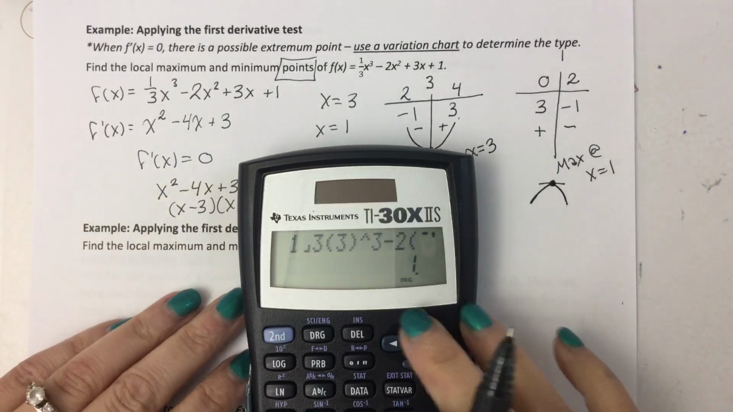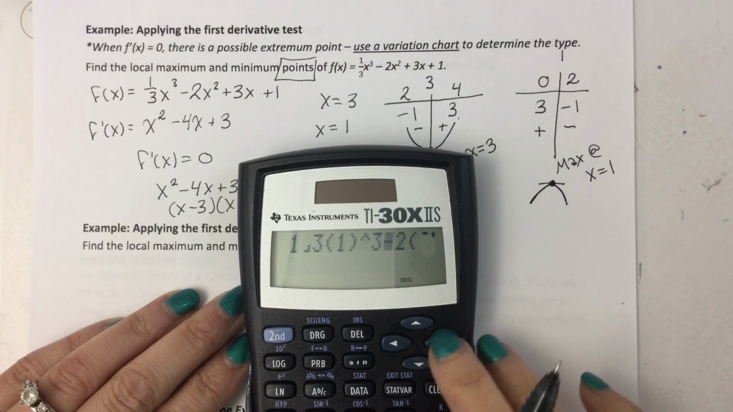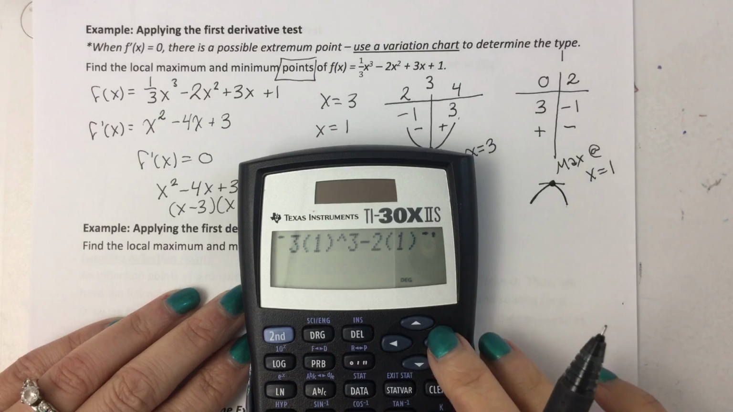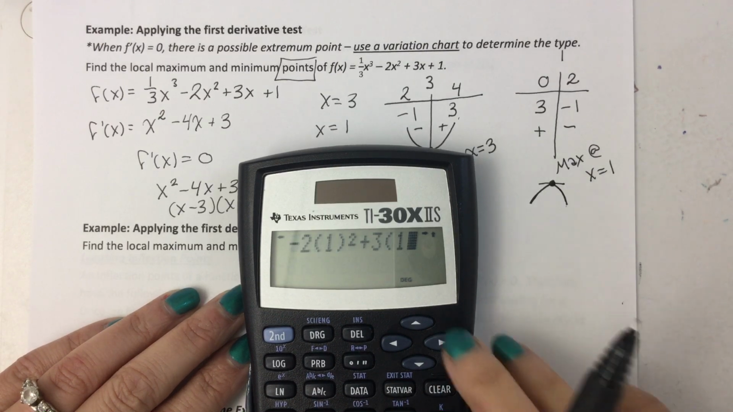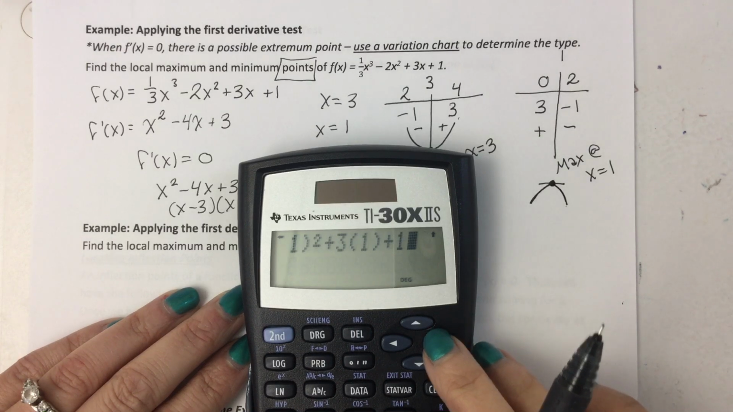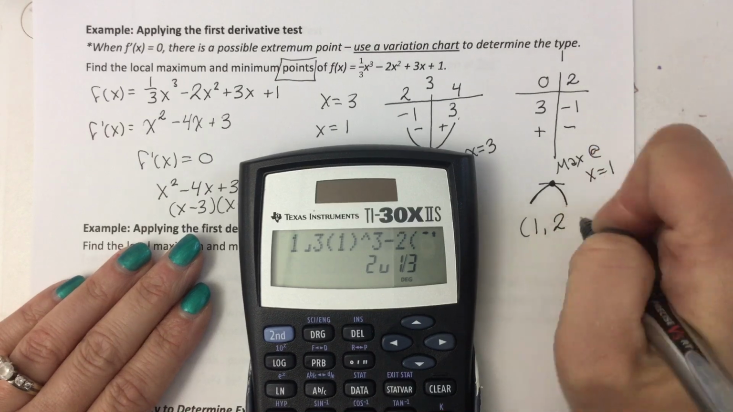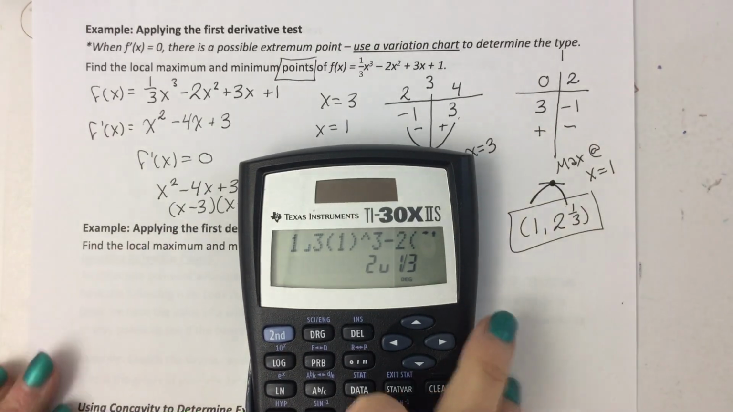Now I can go ahead and just up arrow, change all of the x's to a 1 because I know that my maximum is located at x equals 1. There are 3 places within this function that I have an x, so I need to make sure I change all of them to a 1. And I have 1 and 2 and 1/3. That's where the maximum is.